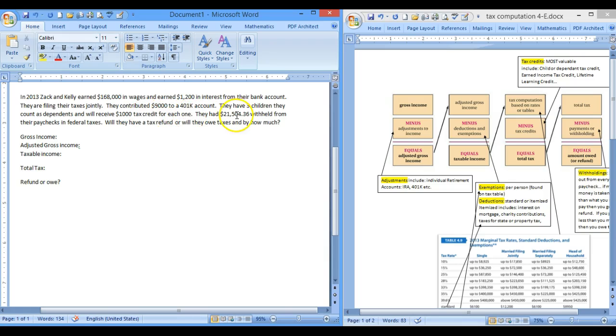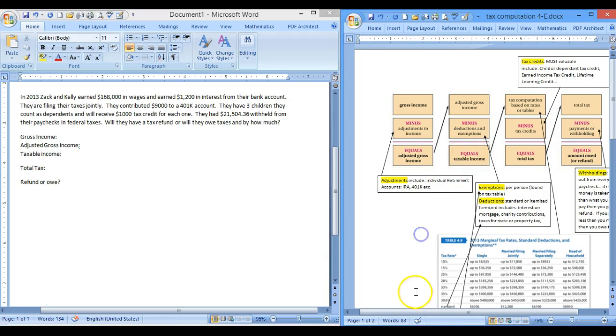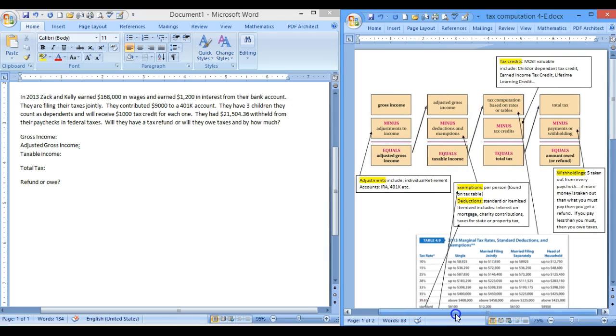They had $21,504.36 withheld from their paychecks in federal taxes. So that's their withholdings. Every month it's taken out of their paycheck already. Will they have a tax refund, or will they owe taxes, and by how much? So the first thing we're going to do is find the gross income. I'm going to come back to this image here just to walk us through it.